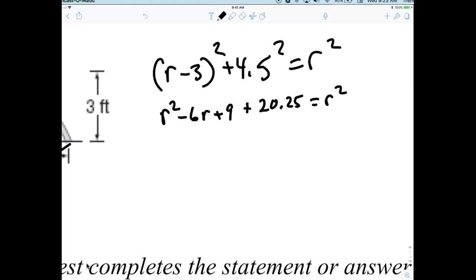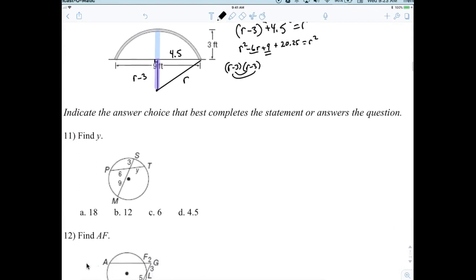It's 6R again, remember, because R minus 3 times R minus 3, negative 3 makes negative 6. You good with me? 29.25. That's where the plus 9 came from here. Wait, it's 4.875. Are you gonna continue? Yep.